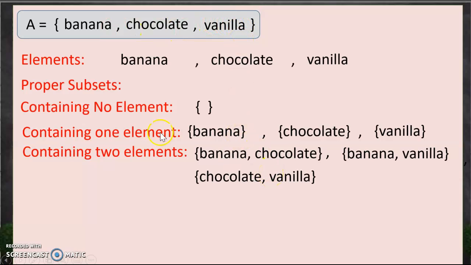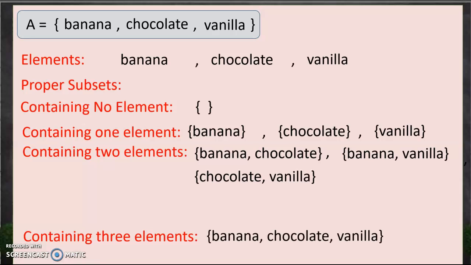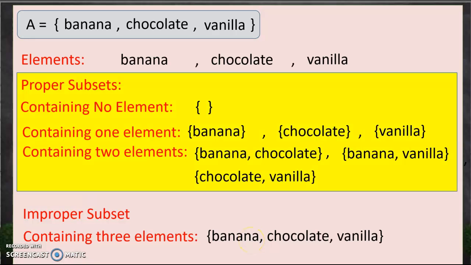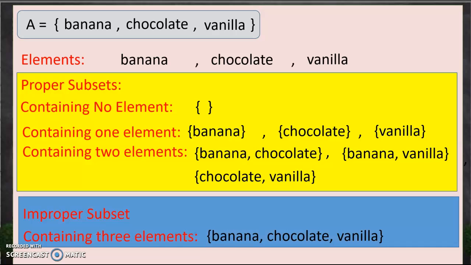Next, after 0 elements, 1 element, 2 elements, then last is with 3 elements. So it is {banana, chocolate, vanilla}. So they are equal sets, so it is the improper subset. These elements contain exactly the same as set A, so it is an improper subset. Okay, so these are the proper subsets and the improper subset.